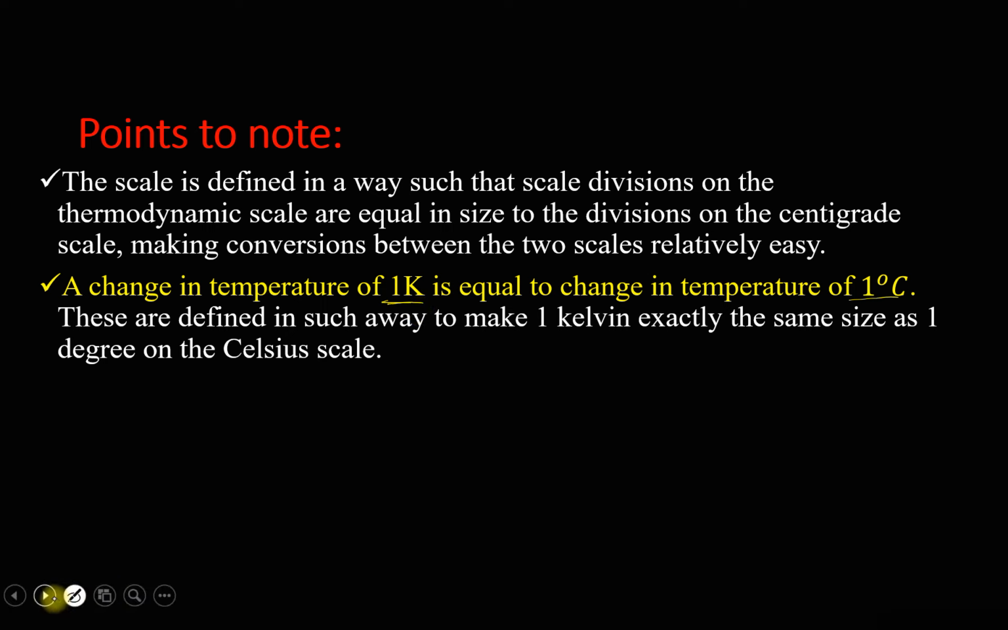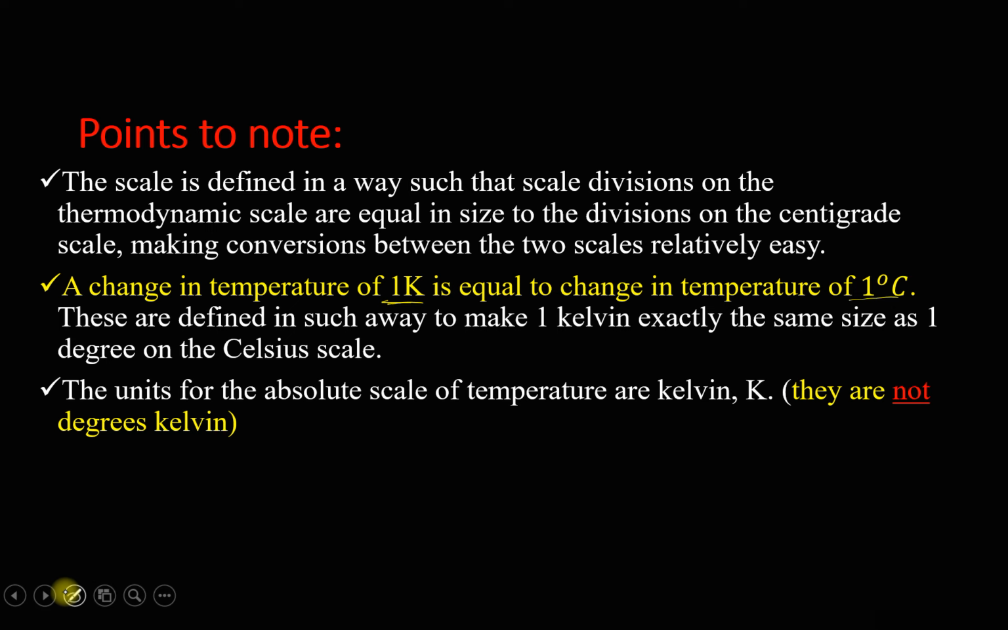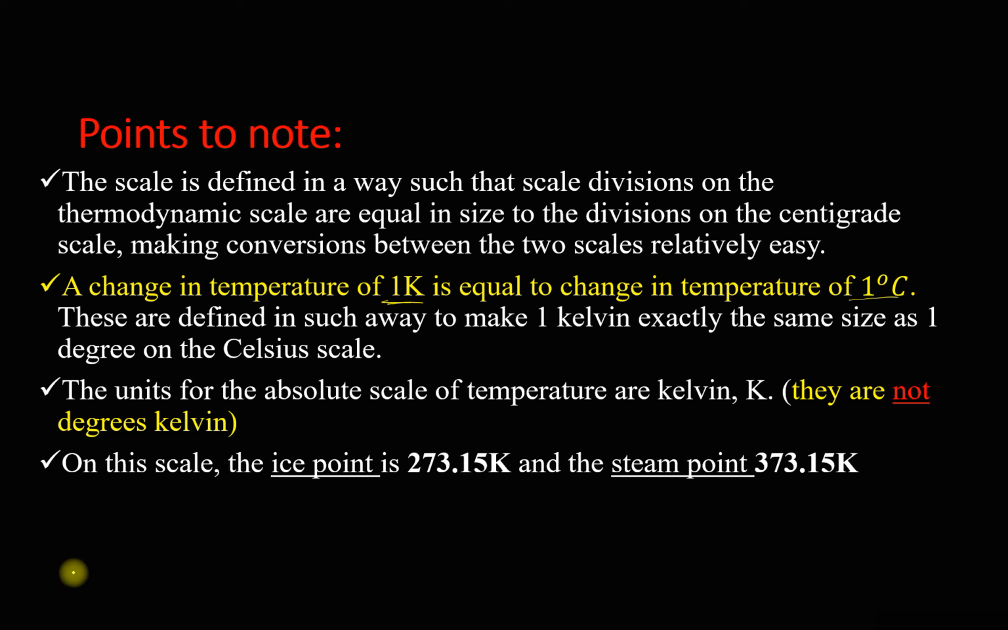That's very, very important. And number three, I also want you to note that the unit of temperature on the Kelvin scale is just Kelvin. It's not degrees Kelvin. So it's wrong to say degrees Kelvin. It's just Kelvin. Number four, on this scale, when we talk about the ice point, it is 273.15 Kelvin. In other words, 0 degrees Celsius is the same as 273.15 Kelvin.